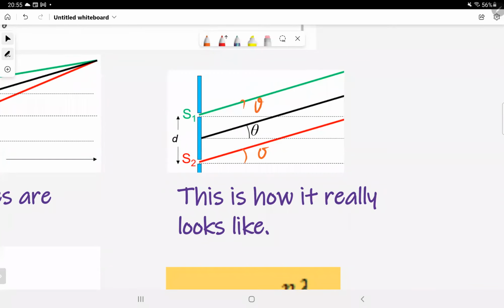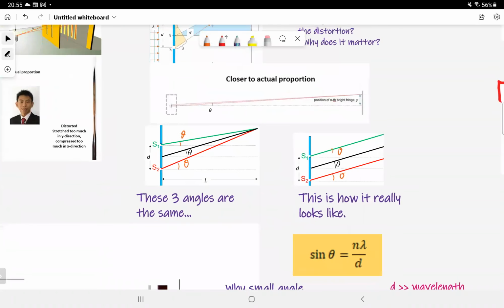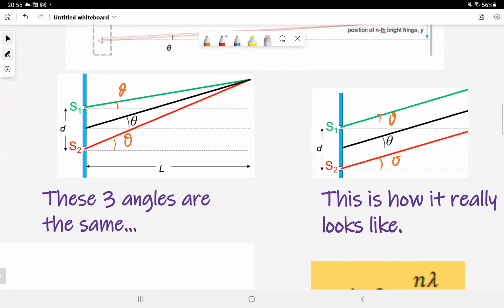So that is what the distortion is doing to our mind. When you keep on seeing this setup, you can't appreciate why we are saying that the angle is the same angle. You don't need to care whether it's a top line or the bottom line, they are the same angle, because they are truly the same.